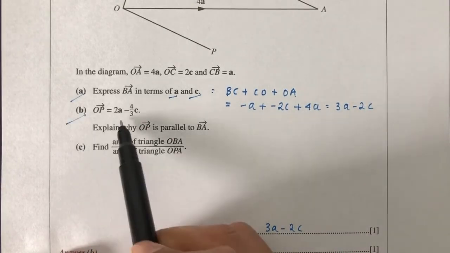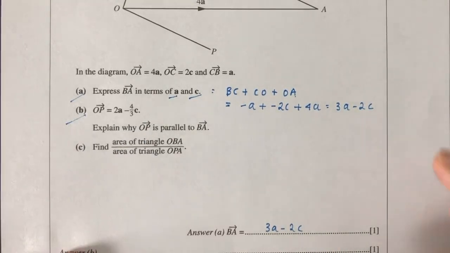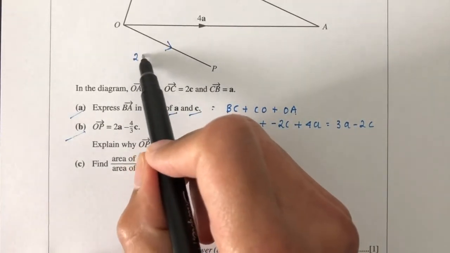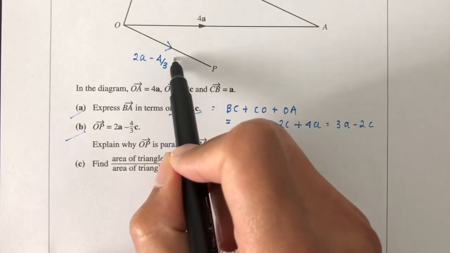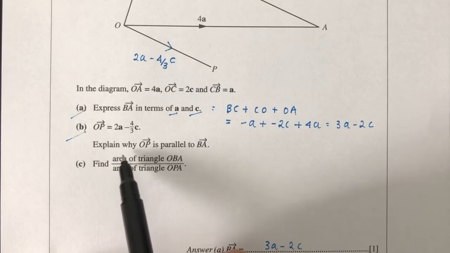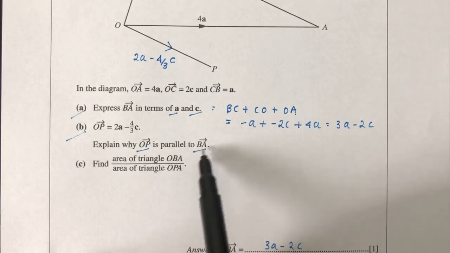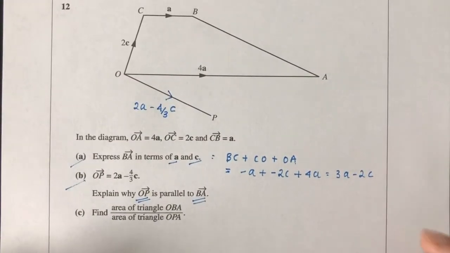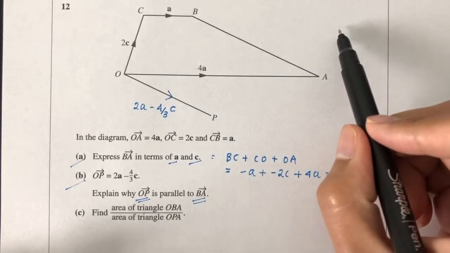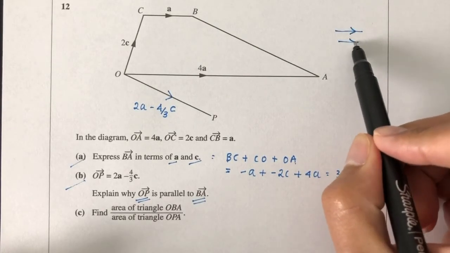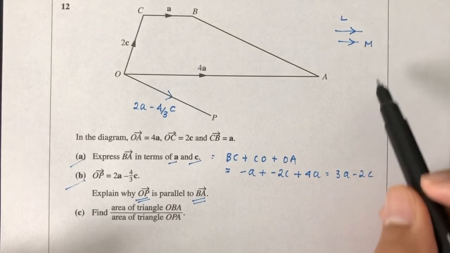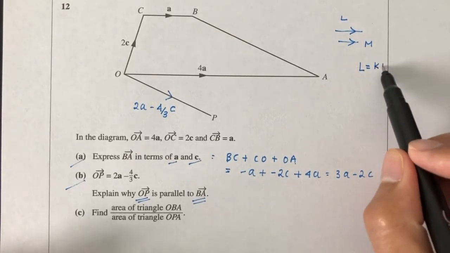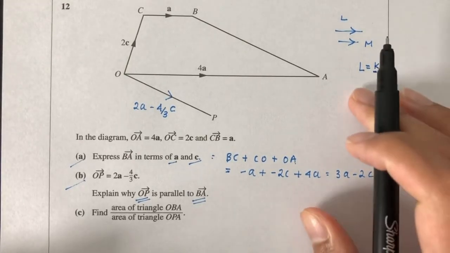Now for part B, we have OP equal to 2A minus 4 over 3C. So this direction here is equal to 2A minus 4 over 3C. Now explain why OP is parallel to BA. So to understand this, let me draw these two lines. So we have two lines here. Let's say this is line L and this is line M. If these two lines are parallel, what I know is that L is a multiple of M. It is something times M. That's the thing we need to prove here.